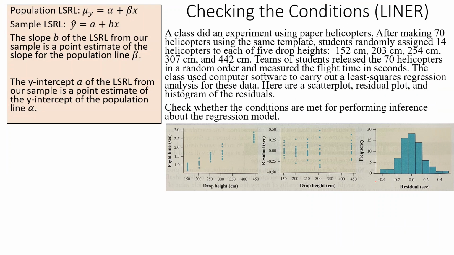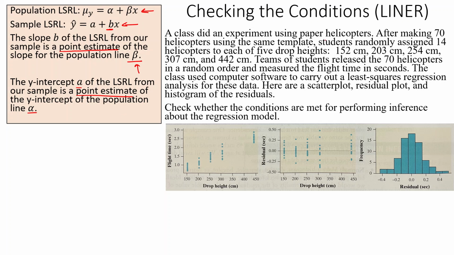All right, so here's just checking the conditions. Remember, for the population we've got the sample where you're just using the x and the y-hat. The slope b from the sample is a point estimate for the slope of the population line, beta. Our y-intercept a is also a point estimate for our y-intercept alpha, but we usually don't do a confidence interval for that. We usually just want to know about the slope. All right, so here's our example, then we're going to check our conditions.